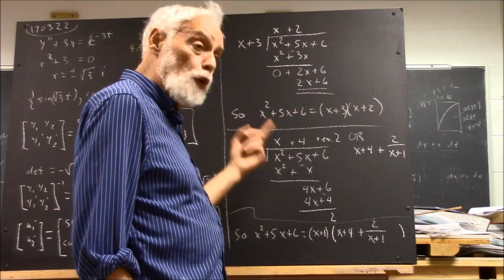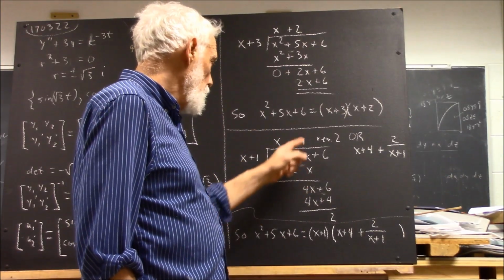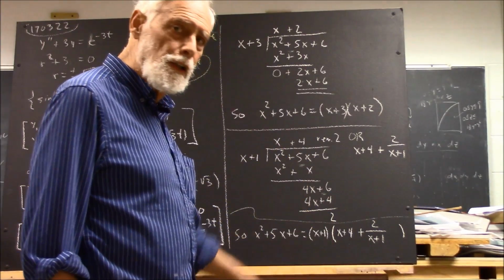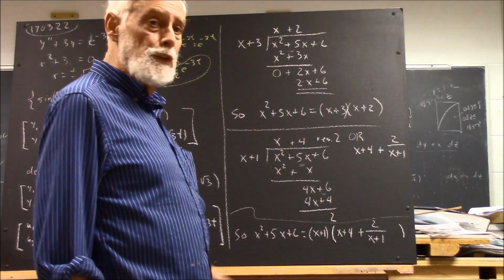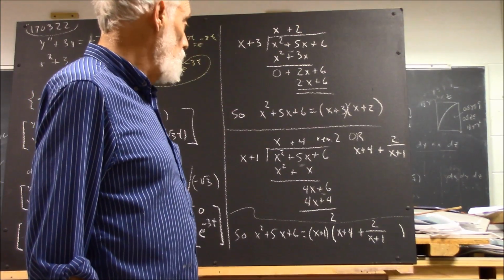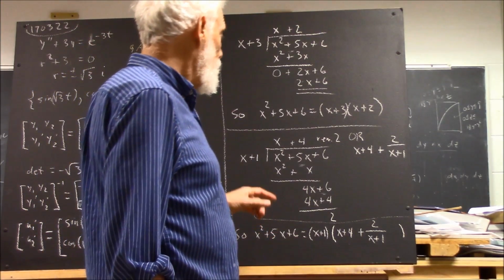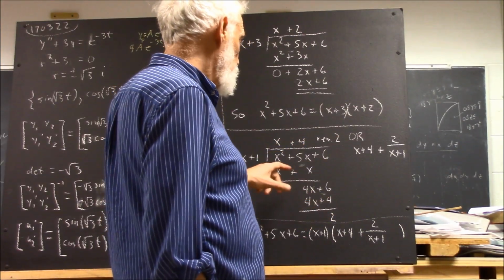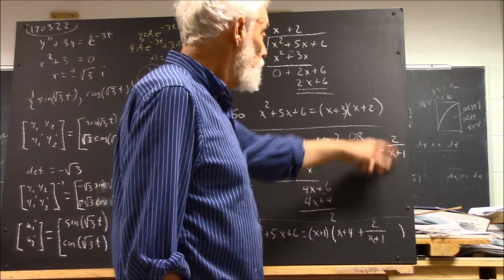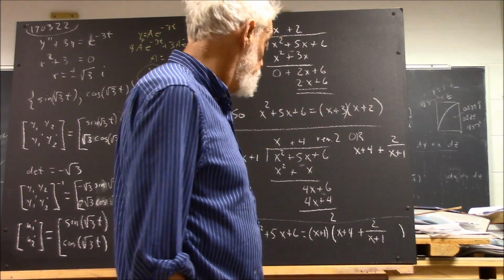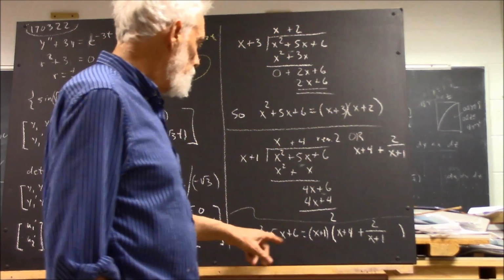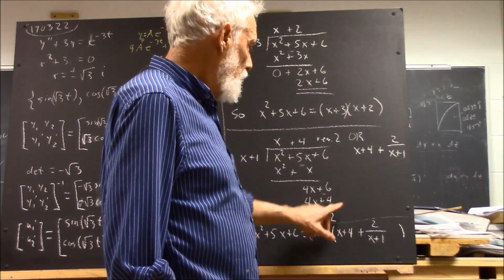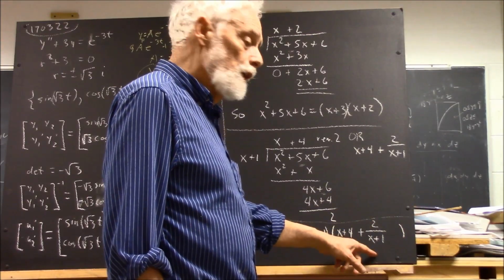5x minus x is 4x. Divide x into 4x, you get 4. 4 times x plus 1 is 4x plus 4. You subtract, and by darn, you got a remainder of 2. So it didn't divide evenly. Well, what do you do when you have a remainder? That means that this could also be expressed as x plus 4 plus 2 over x plus 1. So that x squared plus 5x plus 6 is x plus 1 multiplied by x plus 4 plus 2 over x plus 1.